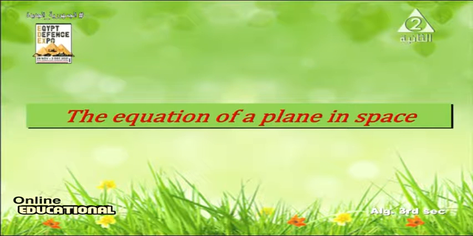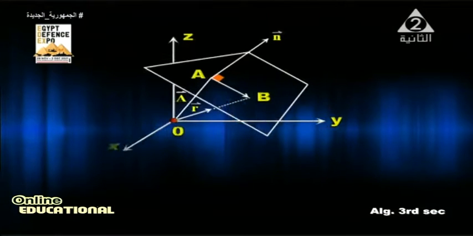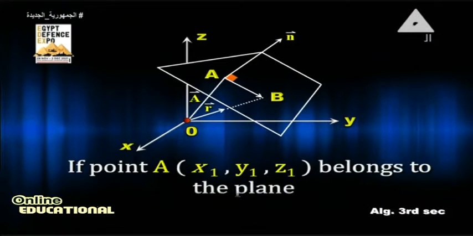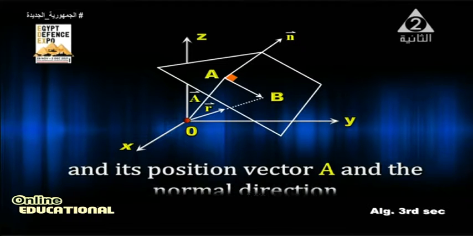We know that we form a plane by using two parallel straight lines, two intersecting straight lines, a straight line and a point that doesn't belong to it, or any three non-collinear points. Look at, my dear student, if the point A (x1, y1, z1) belongs to the plane.